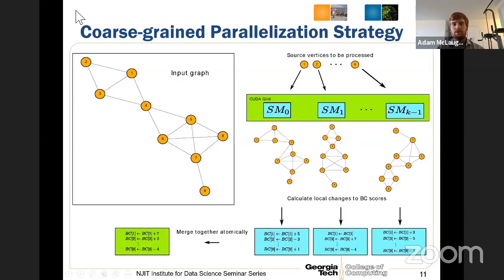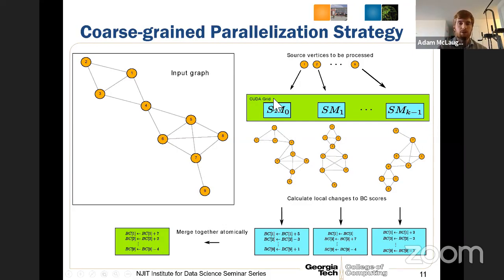So let me go into what we did here and how it's similar and different to the approaches that I just explained. One thing that's similar to both of those approaches is the coarse grain parallelization strategy. To those of you who might not be familiar with GPU programming, you can think of a GPU as a set of a bunch of parallel processors that are called streaming multiprocessors. So I have this CUDA grid here. You can think of one GPU, and then you can think of these SMs as different computing units that are parallel within that GPU. And then within each of those SMs, there are threads that are also parallel. So there's this hierarchy of parallelism here.